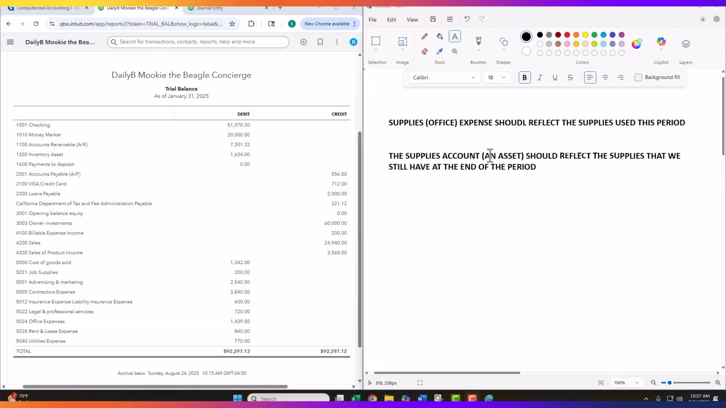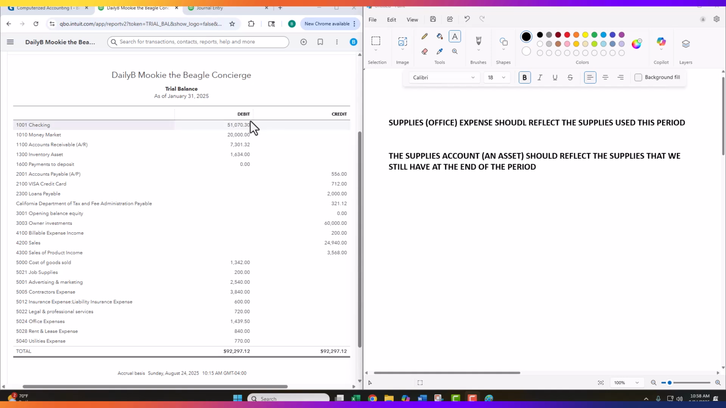So on the screen over to the right, I've got a little reflection of that. The supplies expense should reflect the supplies that were used this period. In this case, instead of calling it supplies expense, they called it office expense. And then the supplies asset account, which we don't have a balance in yet on this unadjusted trial balance, should reflect the supplies that we still have at the end of the period. So to get the expense account balance correct and the asset account balance correct, the business would have to take a physical inventory of the supplies that remain, and from that make the adjusting entry.